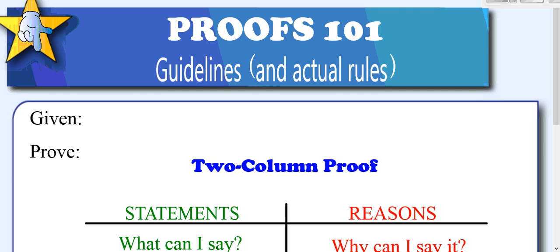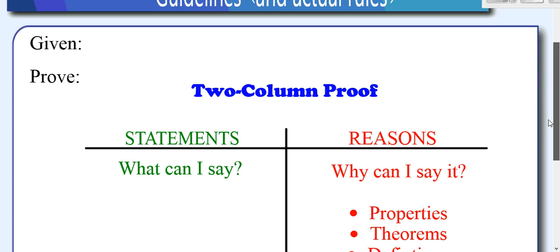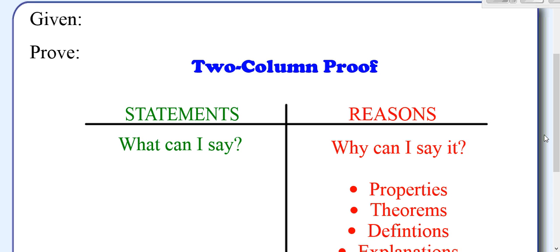Start talking about proofs and the types of proofs that you'll see in this class. First, the main proof that you're going to work with is called a two-column proof. You can make a T-chart. Statements go on the left. Those are the things that you can say. Reasons go on the right, and that's just why you can say it.